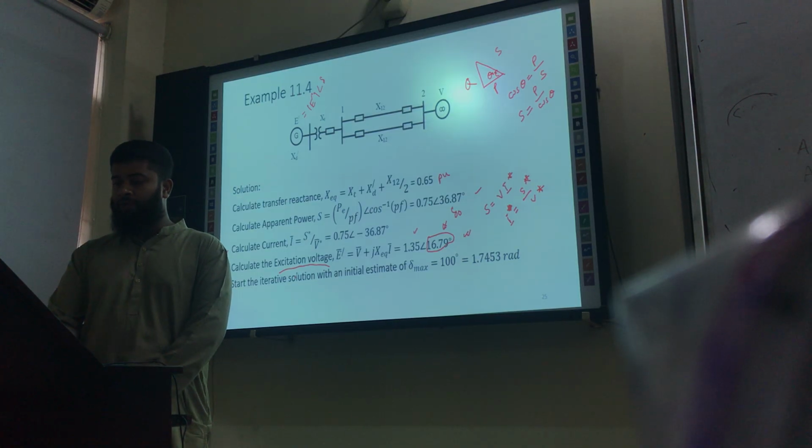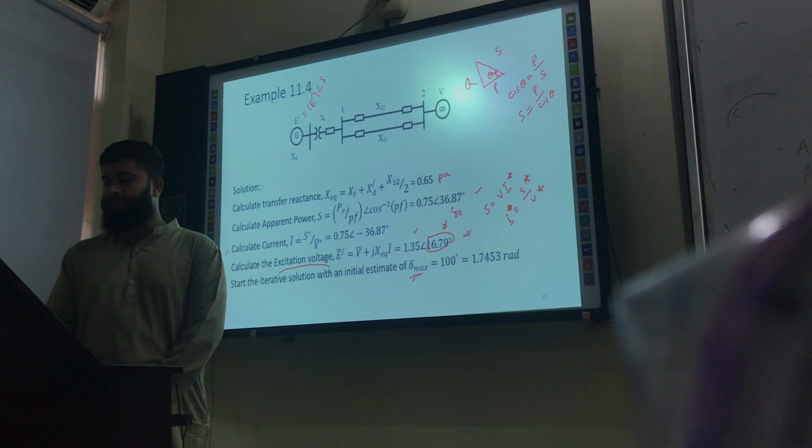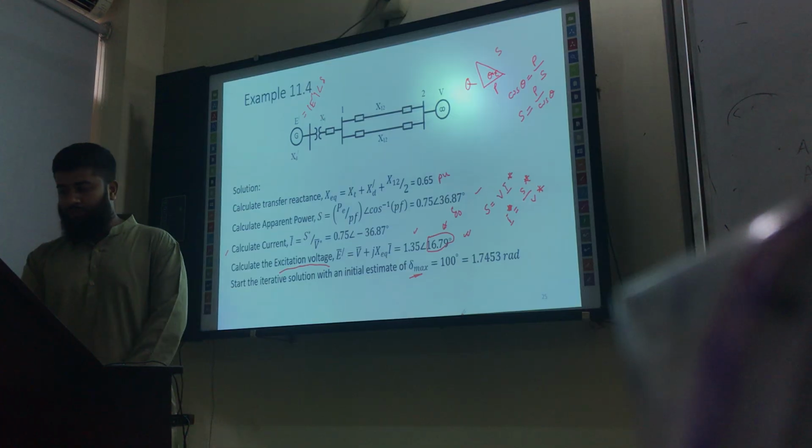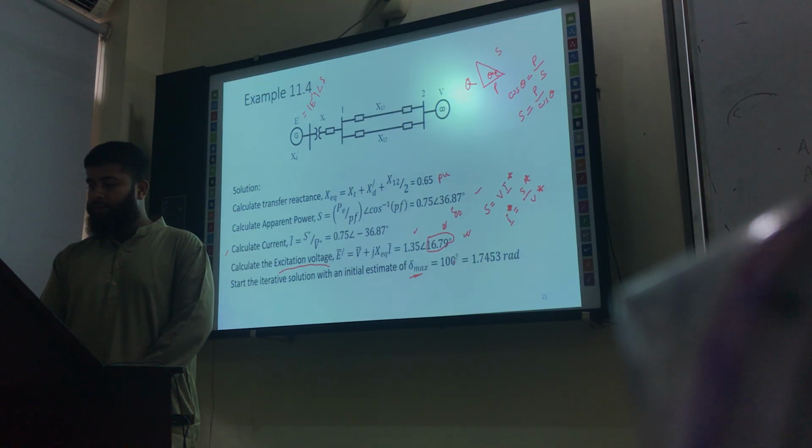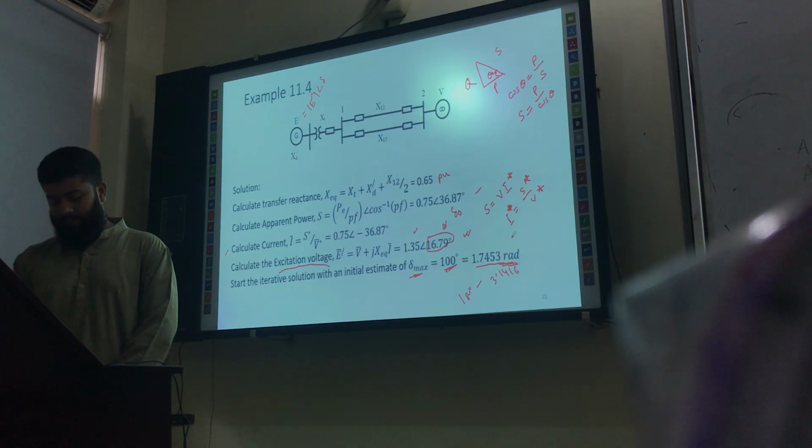Now we will solve for delta max using the iterative solution technique. For that, first of all, we have to take an initial guess for delta max. Let's say that is 100 degree. Okay. And if you convert it into radian, it will be 1.7453 radian. You can do it easily, because 180 degree is 3.1416 radian. So 100 degree will be 1.7453 radian, like this.